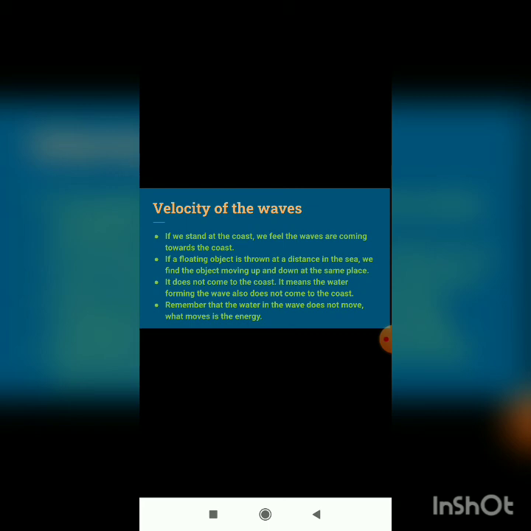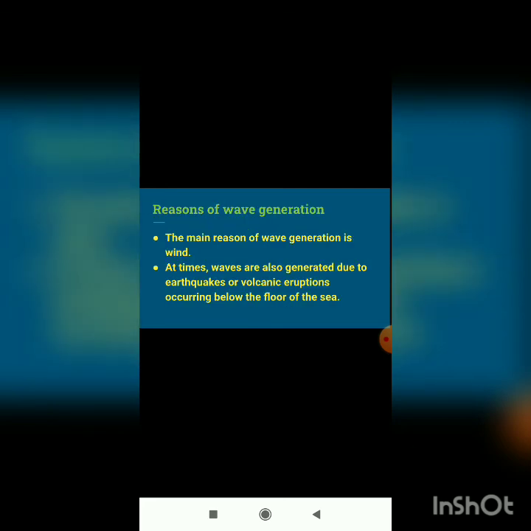It means the water forming the waves also does not come to the coast. Remember that water in the wave does not move. What moves is the energy. Okay students, so what we have learned in this is that water in the wave doesn't move, but the thing which moves is nothing but energy.